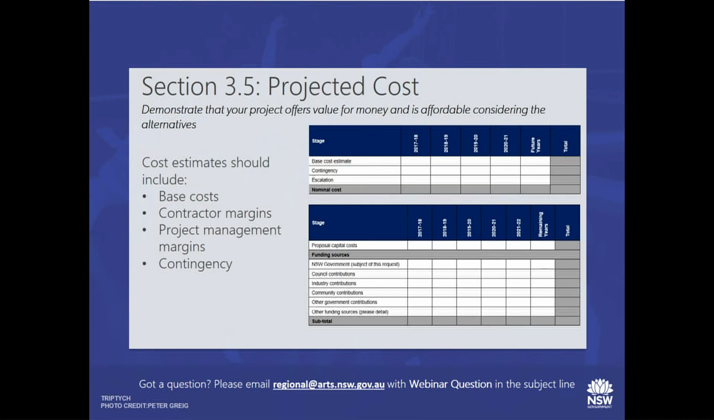We're going to move on to section 3.5, which is projected cost. All right, so this is the budget area. So in your budget, you really need to communicate to the assessors what it costs to deliver your project and how you estimated the cost, so the analysis that underpins the cost estimates. Make sure you include information on the contingency allowances.